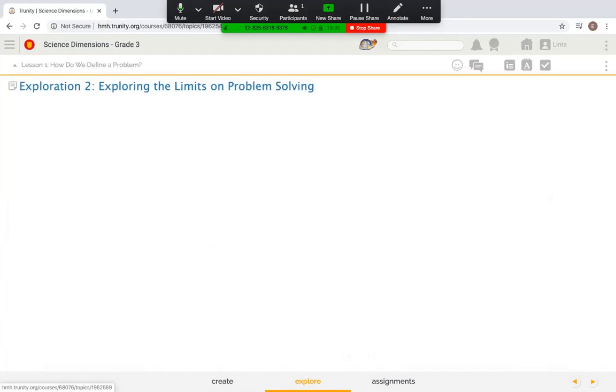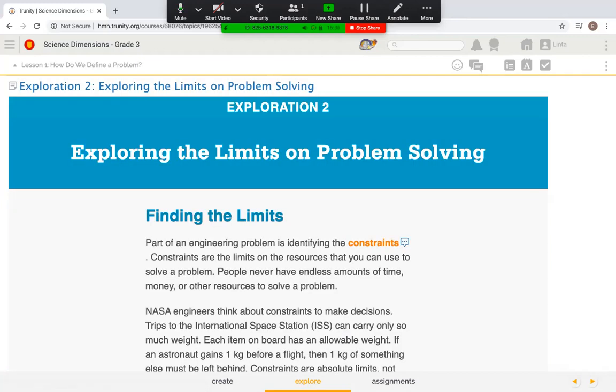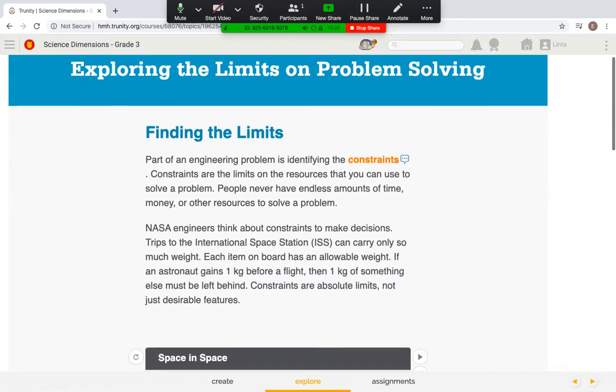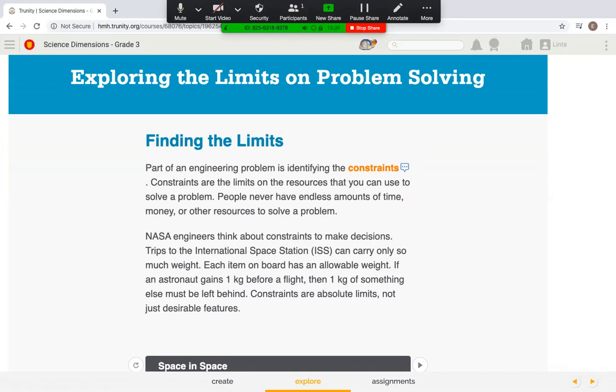We're going to skip this activity for now. Okay. Exploring the limits on problem solving. Part of an engineering problem is identifying the constraints. Remember, we said that the constraints are the absolute limits. Constraints are the limits on the resources that you can use to solve a problem. People never have endless amounts of time, money, or other resources to solve a problem.